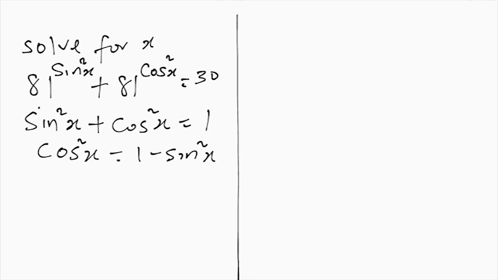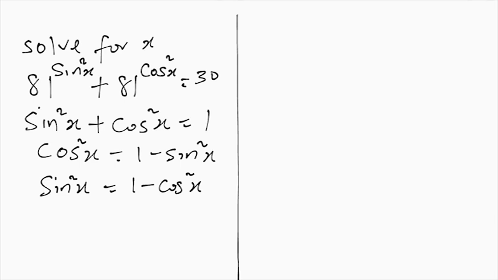And also, somebody might decide to use sine square x instead, in this case sine square x equals 1 minus cos square x. So whichever one you decide to use, it's fine, you still arrive at your answer. But in my own case, I would like to go for the second one. So anywhere you see sine square x, I'll replace it with 1 minus cos square x.